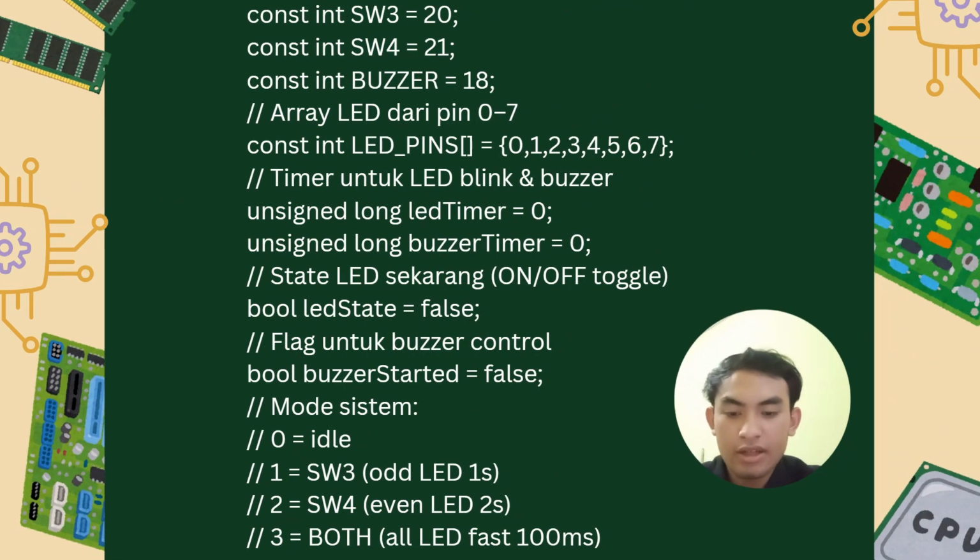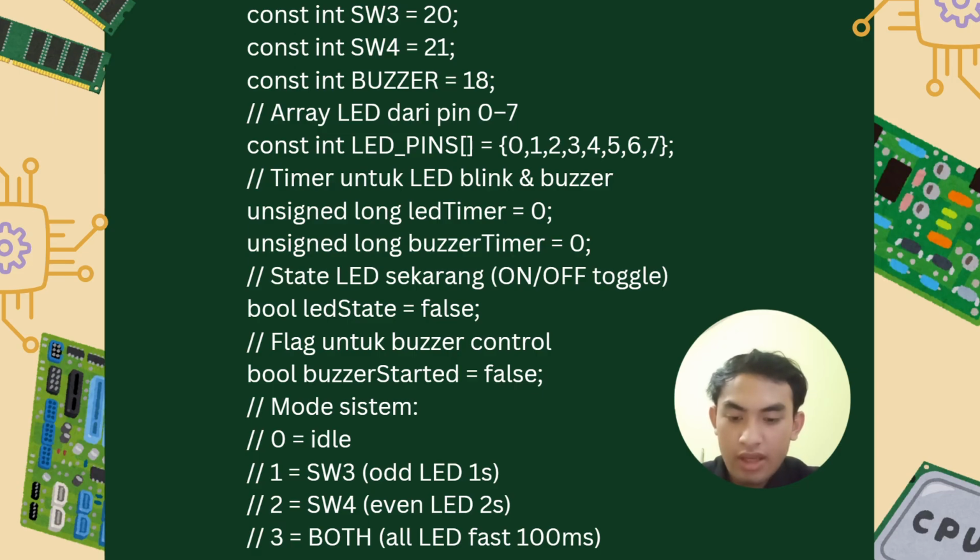So let's get into the coding part. Firstly, we will declare the pins for SW3, SW4, and the buzzer. For SW3, we will use pin 20. SW4 is pin 21, and the buzzer is pin 18. And we will declare the pins for all the LEDs, starting from GPIO 0 until GPIO 7.